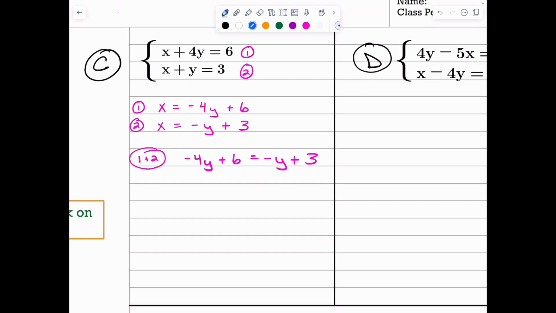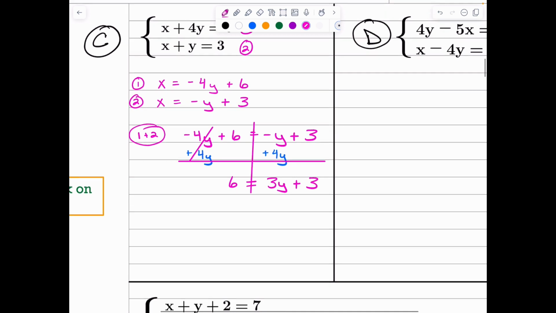Next step, add 4y to both sides. So here I had a variable on both sides of the equation. I need the variable to be on just one, so I move my smallest variable, which is the negative 4y. I move it by adding it. Okay, still trying to isolate that y.